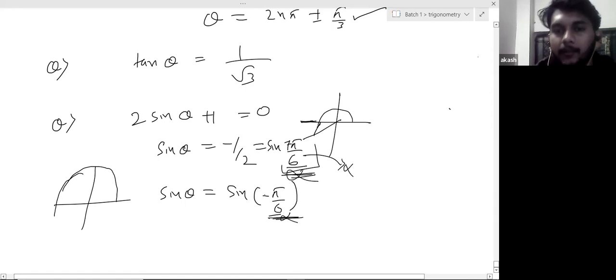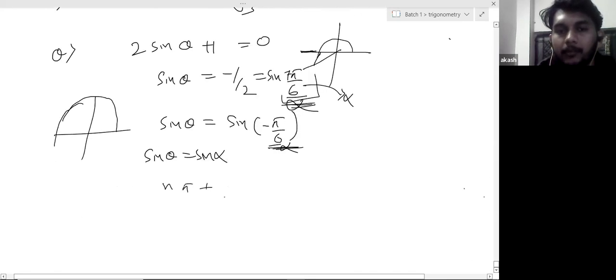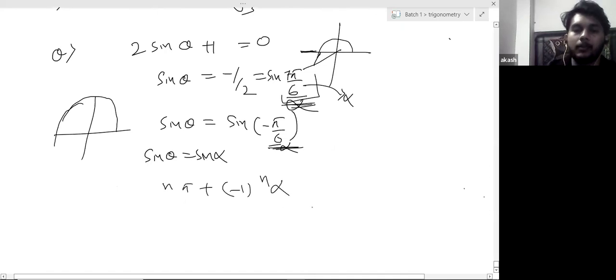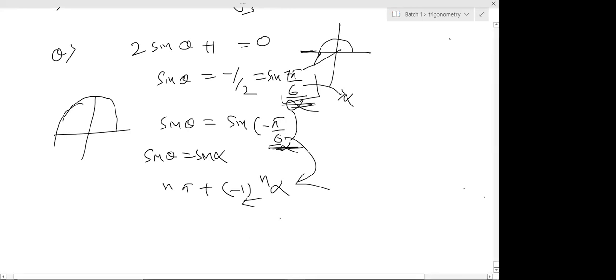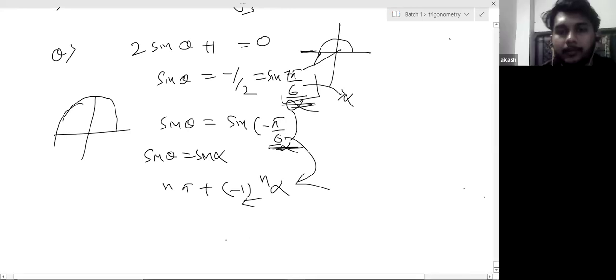So if this is alpha, then we can say sine theta is equal to sine alpha. What is the formula? n pi plus minus 1 to the n alpha, right? So if you put this value, then this minus will be multiplied with this, and this will become n plus 1. All right, is this clear? Yes, sir. All right, Arsalan, Abdul.